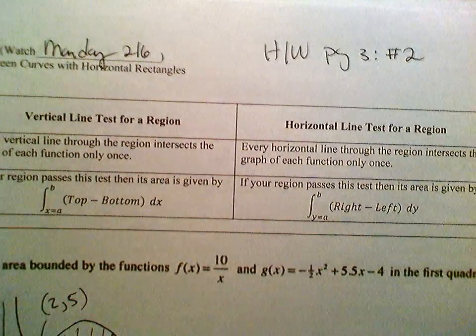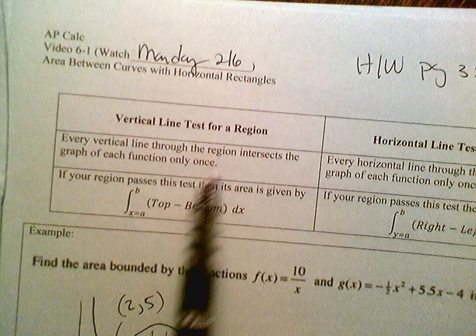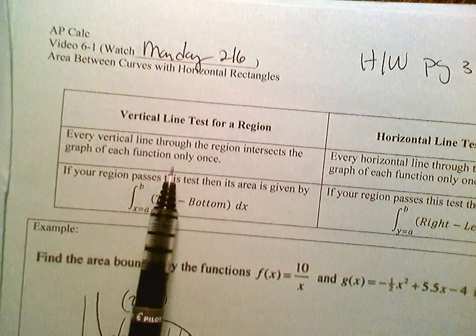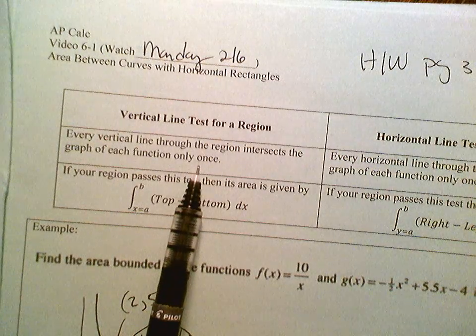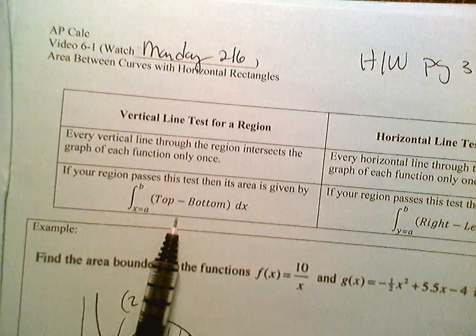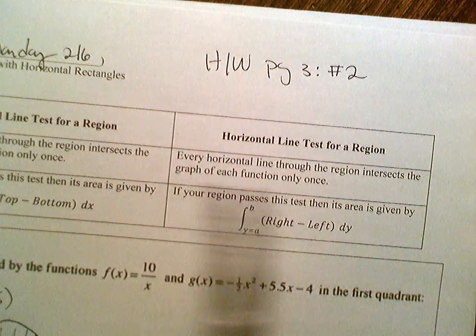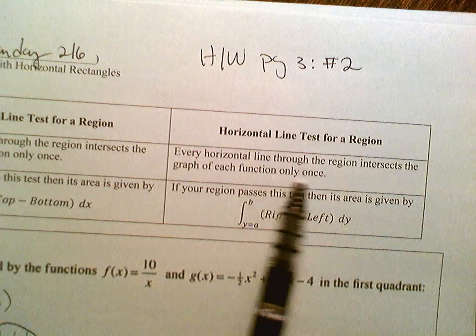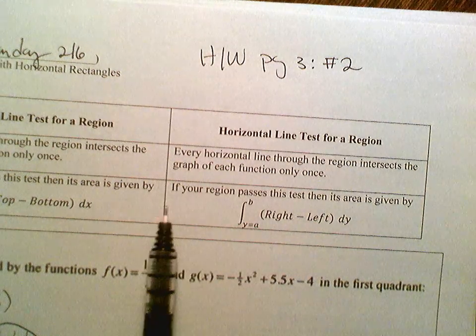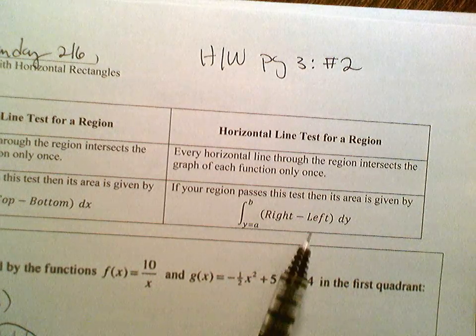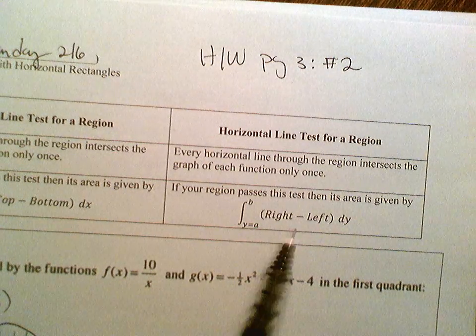But the vertical line test for a region: it'll pass the vertical line test if every vertical line through the region intersects the graph of each function only once. If your region passes this test, then its area is going to be given by this, and I'll explain it further in a moment. The horizontal line test is the same except horizontal instead of vertical. Every horizontal line through the region intersects the graph of each function only once. If your region passes this test, then its area is given by this formula.